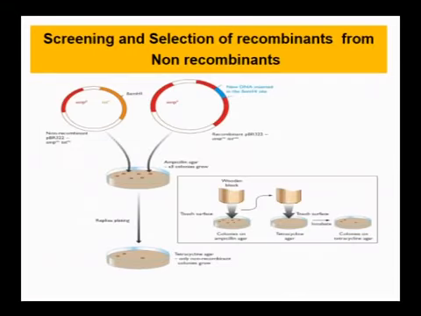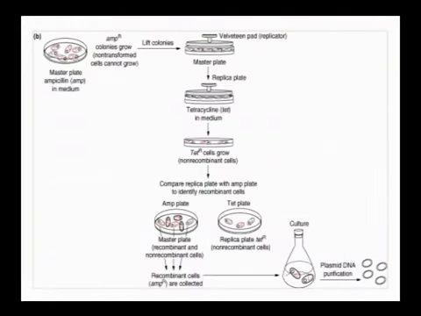Next, screening and selection of recombinants from non-recombinants. For this we generally use insertional inactivation. As you know, insertional inactivation is the inactivation of a selectable marker gene by introducing our gene of interest. By this technique we can screen and select the recombinants from non-recombinants. This is the schematic or diagrammatic representation of the selection.